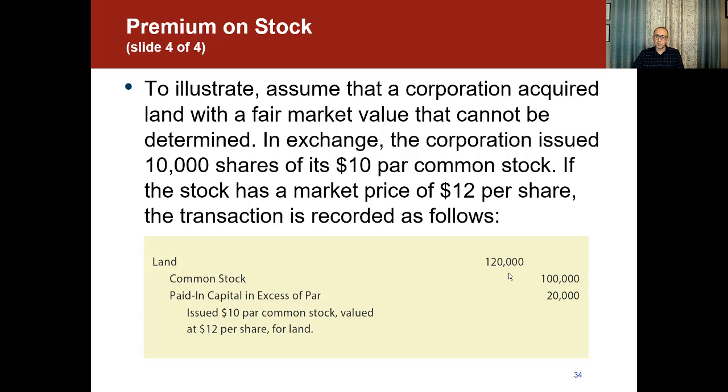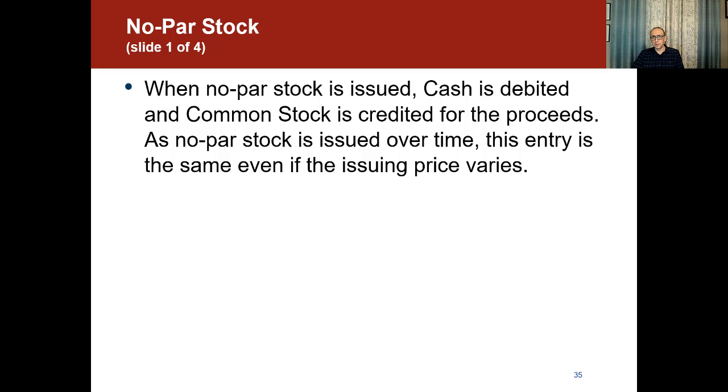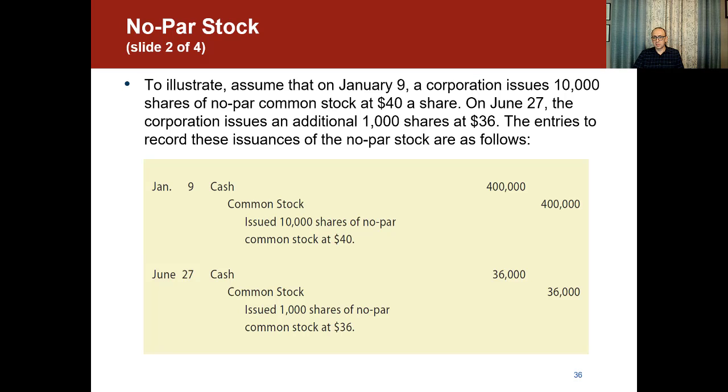The next example, we're going to see no par stock. So when no par stock is issued, cash is debited and common stock is credited for the proceeds. We're not going to use this account called additional paid in capital in excess of par. So as no par stock is issued over time, this entry is the same even if the issuing price varies. So let's see this example.